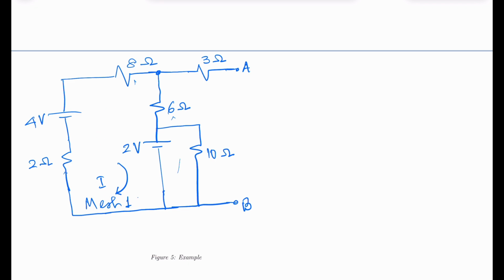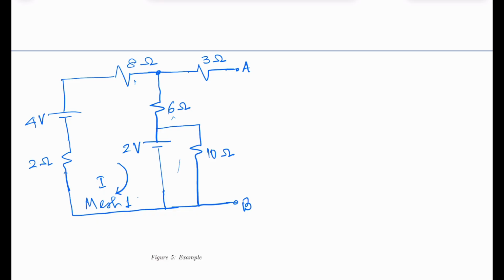This is one loop, this is another one, and this is the terminal A and B across which the load resistance can be connected. You see here that across the 10 ohm resistance we have a voltage source of 2 volt. So across the 10 ohm resistance the voltage will be 2 volt always, because this is a DC source.